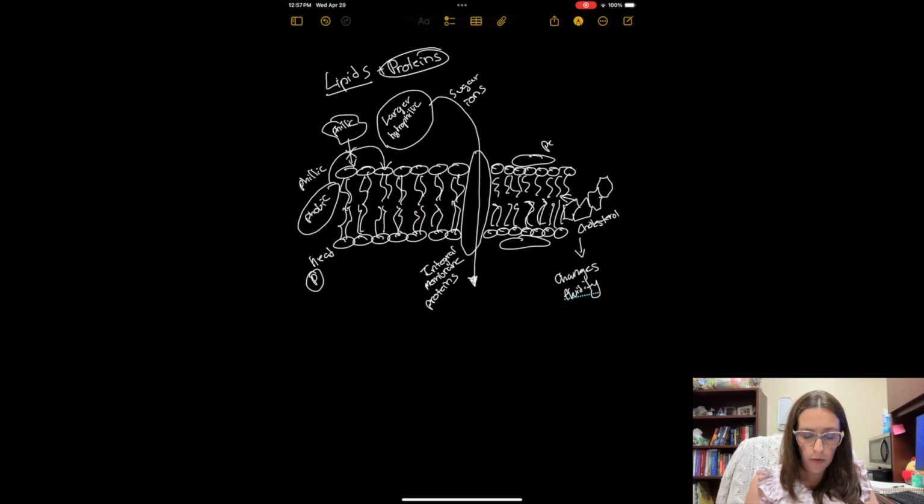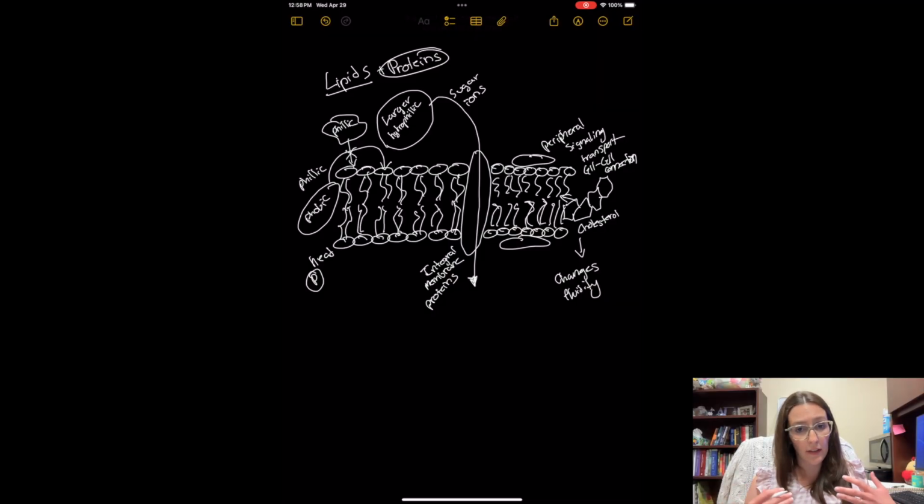These peripheral proteins are going to be able to do all sorts of things like signaling, transport, and even cell-to-cell connection. Again, overall, these all work together to be able to allow the correct things into my cell, the correct things out of my cell, and just overall make sure that we have the right barriers and the right signals so that the cell is doing the job that it needs to be doing.